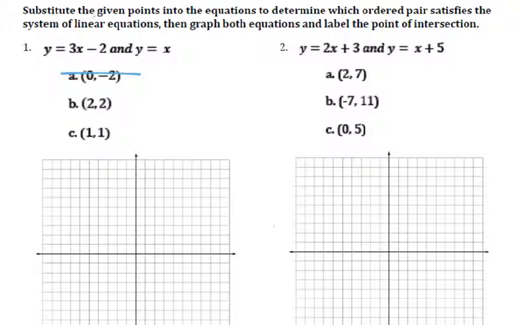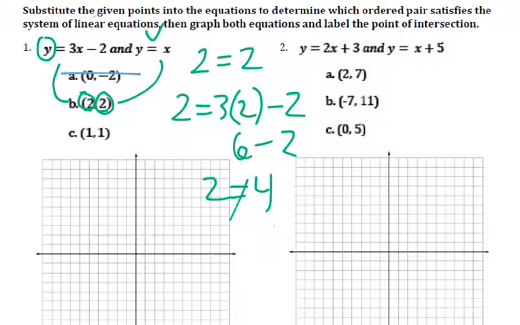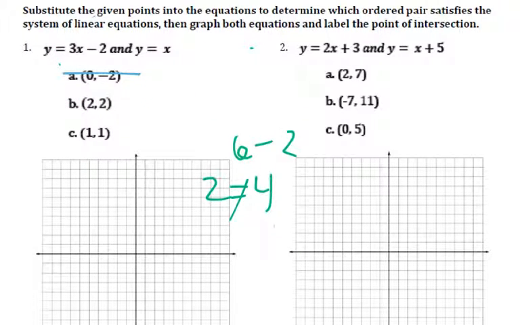So now we try the next one, 2 and 2. So try that in the second equation. Y is 2. So we write 2, x is 2, so we substitute in 2. 2 does equal 2. So that one checks off. Now we do the next one. So instead of y, I put in the 2. So 2 equals 3 times, instead of the x, I put in the other 2. 3 times 2 is 6. 6 minus 2 is 4. 4 is not equal to 2. So this one doesn't work. Okay? So we're looking to find the point that works in both equations. That's the whole point of this one.